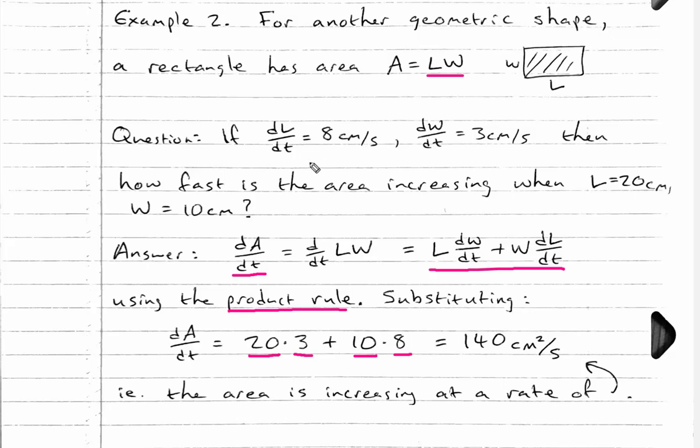And for these kinds of word problems, don't just put a number. Include the units and also some words explaining what the numbers mean. And so the area of this rectangle is increasing at a rate of 140 square centimeters per second. All right, so that's making sense.